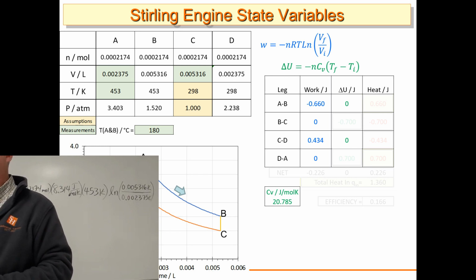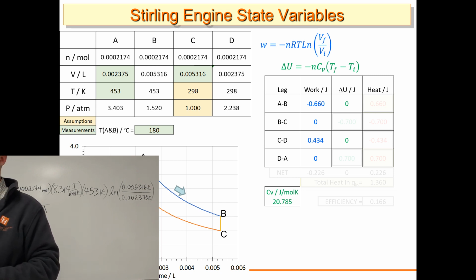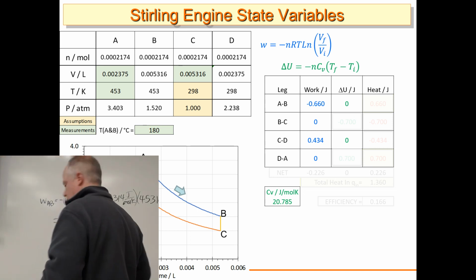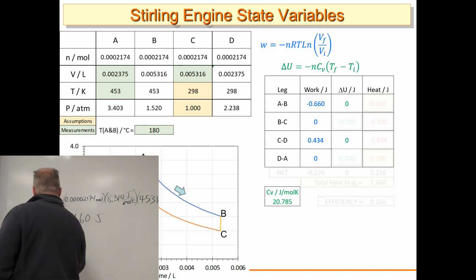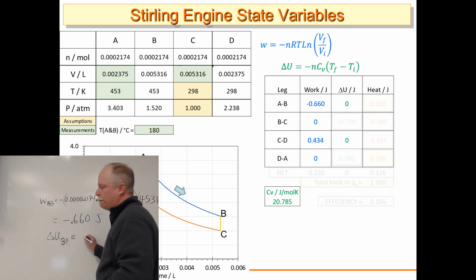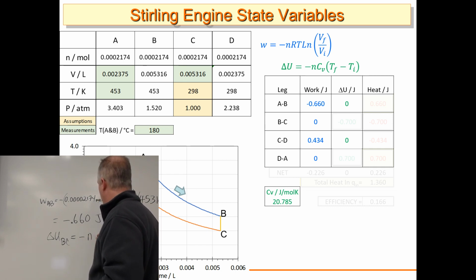Let's go ahead and do the calculation for leg BC. So this, we cool it down at constant volume, going from B to C. So let's do delta U for BC, and that's equal to negative N. Well, the equation's on the board. I'll go ahead and put in the numbers.